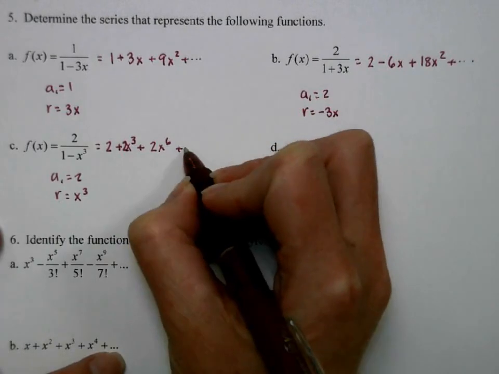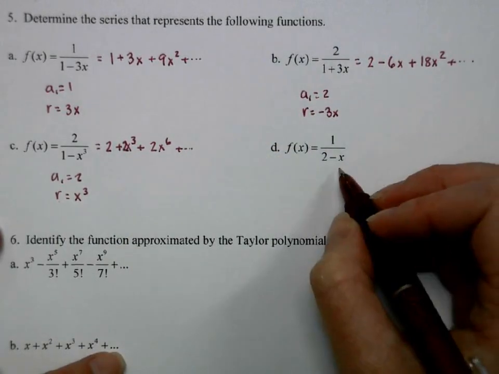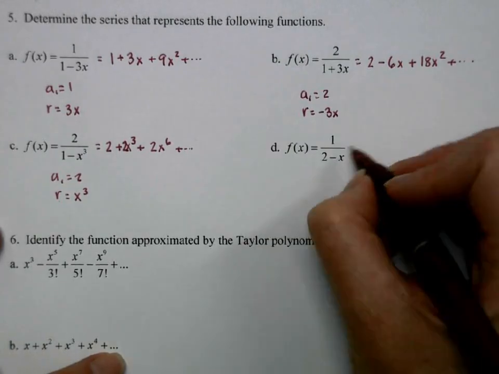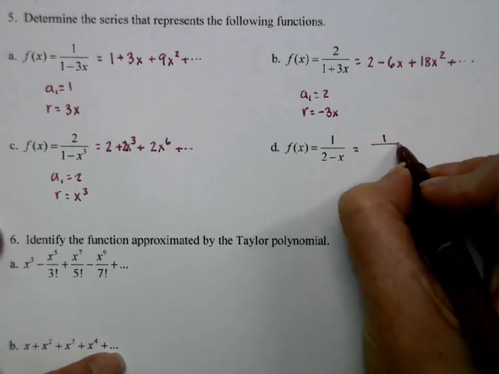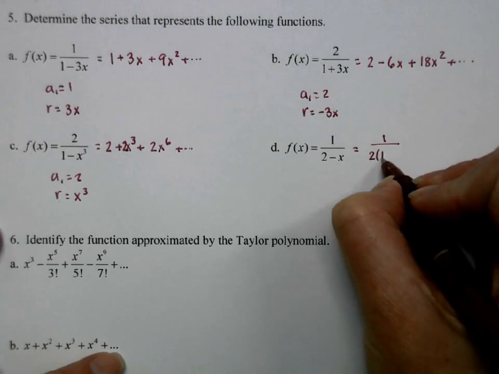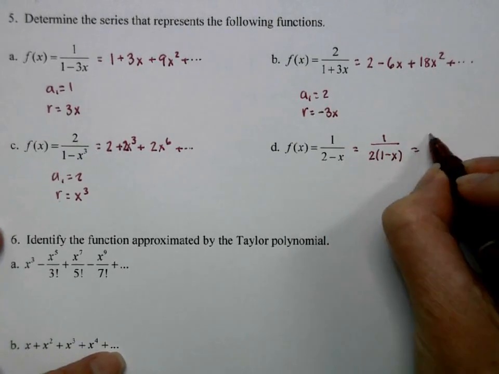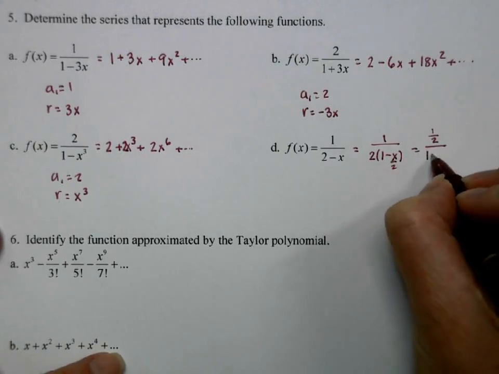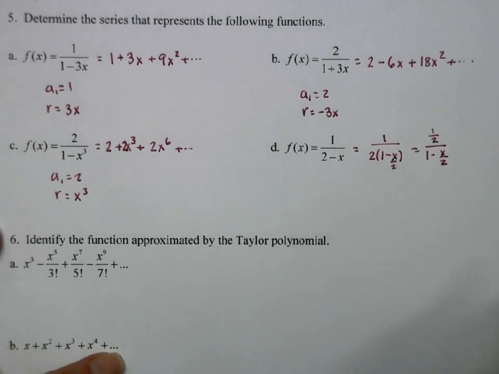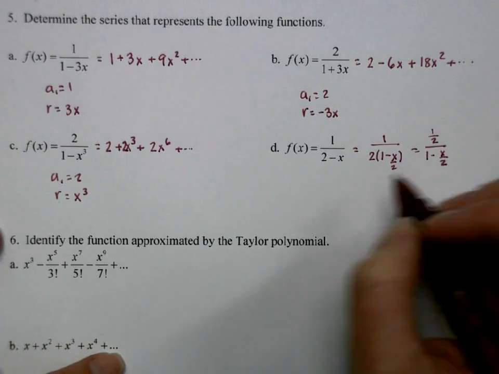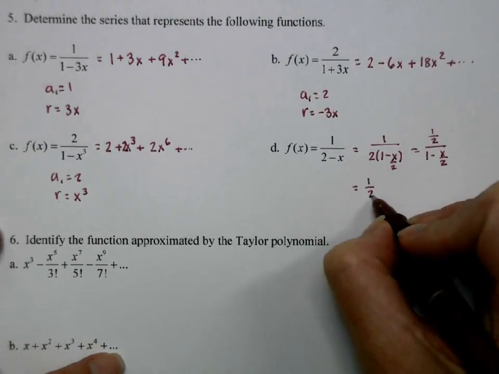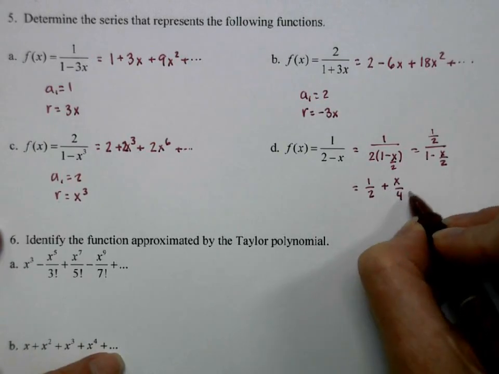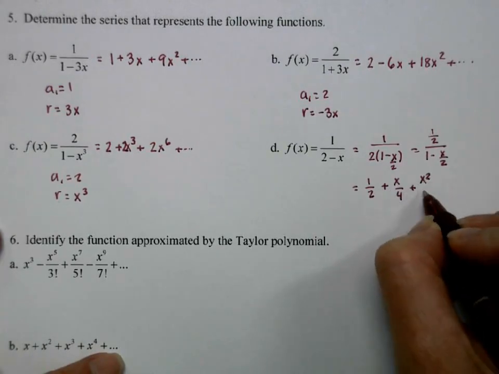This one, unfortunately, is not in the right format. This 2 needs to be a 1. So I can factor that out and make this 1/2 over 1 minus x over 2. So my a1 is 1/2, and then my common ratio is x over 2. So we'll have 1/2 plus x over 4 plus x squared over 8, and so on.